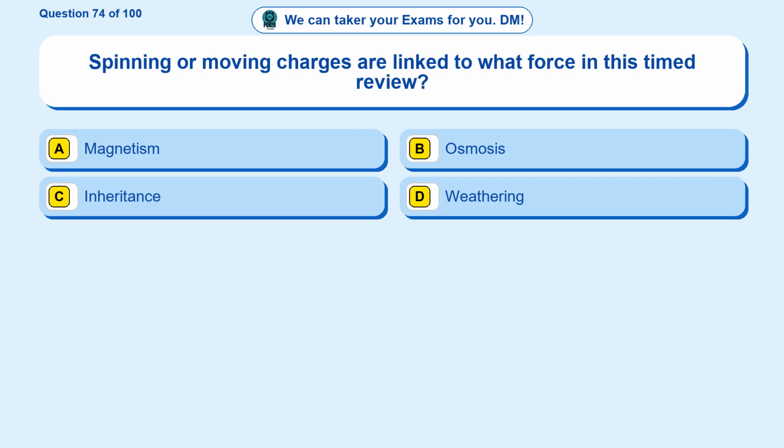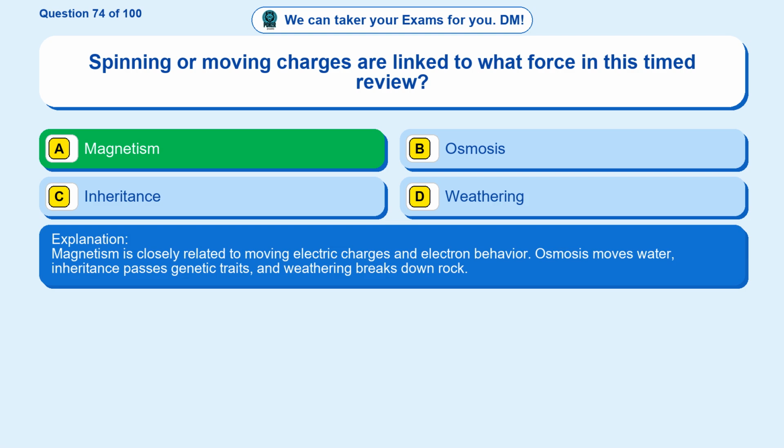Question 74. Spinning or moving charges are linked to what force in this timed review? Option A, magnetism. Option B, osmosis. Option C, inheritance. Option D, weathering. The correct answer is option A. Magnetism. Magnetism is closely related to moving electric charges and electron behavior. Osmosis moves water, inheritance passes genetic traits, and weathering breaks down rock.